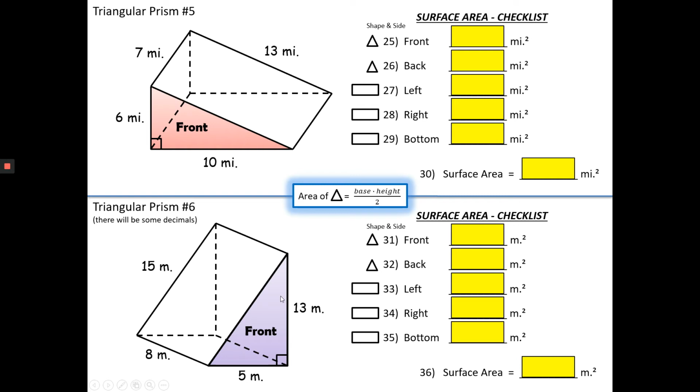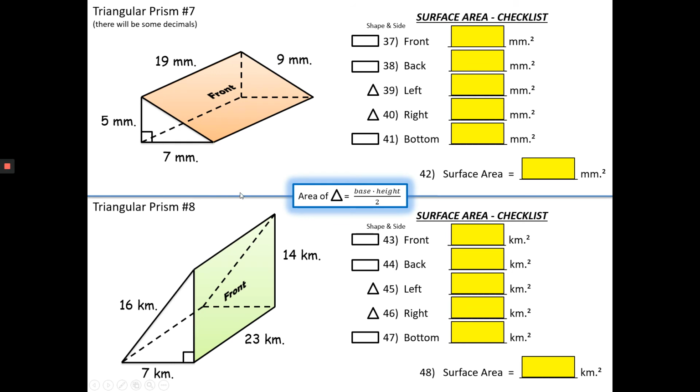And for number 6 here, if this triangle right here is the front, this triangle back here is going to be the back side. This time the ramp over here is going to be considered the left side, and this rectangular side over here is going to be considered the right side, and this rectangular base right here is going to be the bottom.